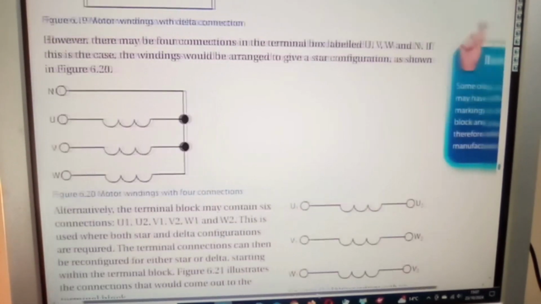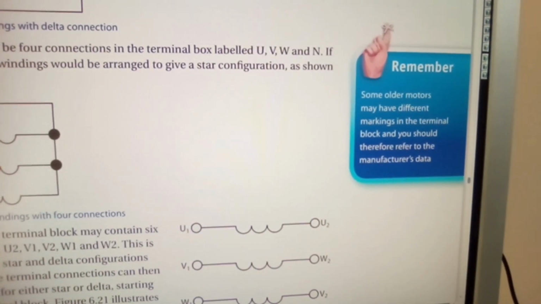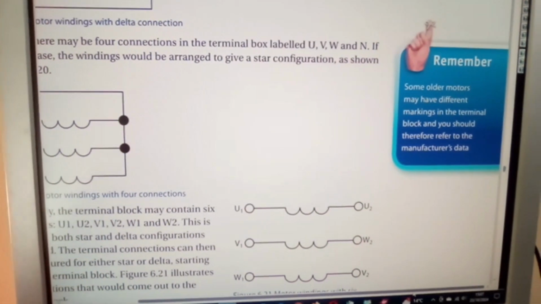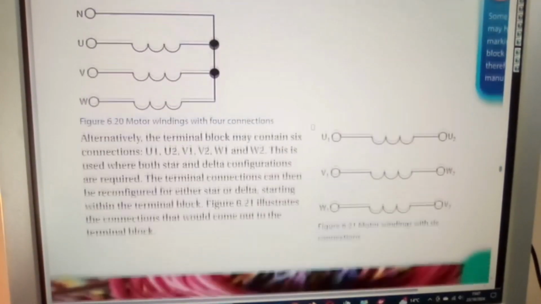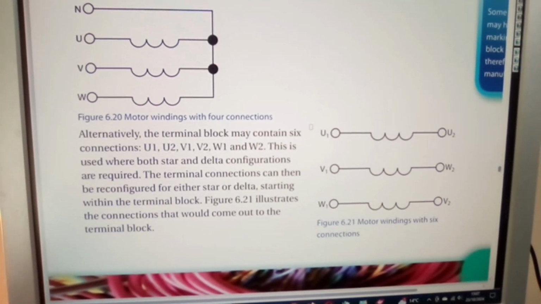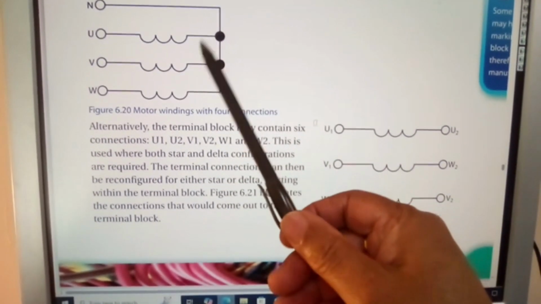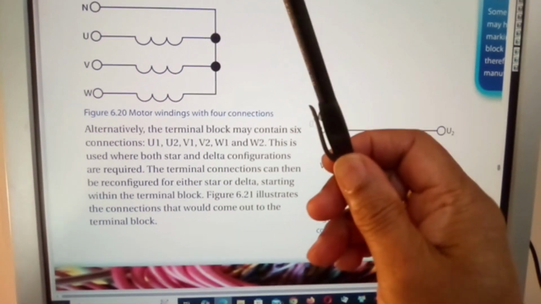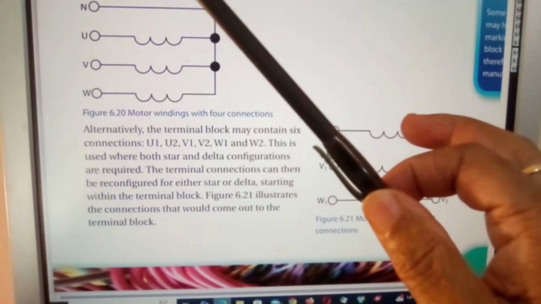Let me just see what we're saying over here. Now, I love these diagrams. I really do. Because a diagram tells you so much and it provides you with so much information and the layout as to how it is wired, basically.